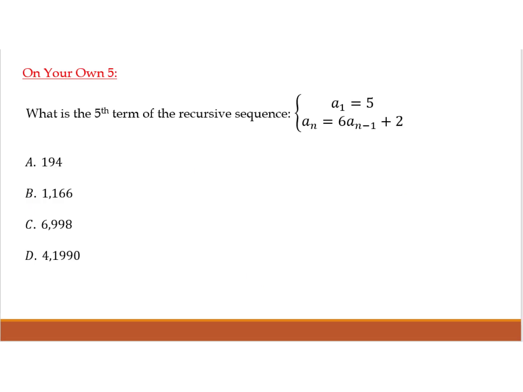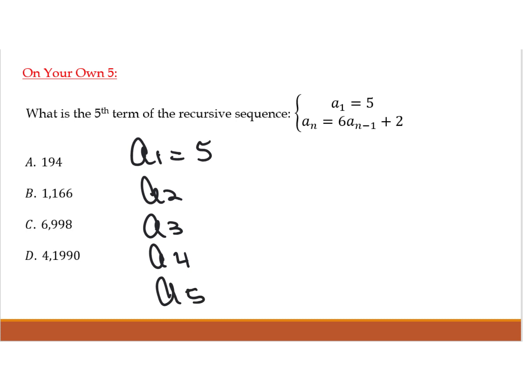All right, another example of recursive formula, and it is asking for us to find the fifth term. So in order to find the fifth term, we have to know what the fourth term is. In order to find the fourth, we have to know the third. In order to find the third, we have to know the second. So in order to do this, I'm going to have to find the second term, the third term, and the fourth term in order to be able to find that fifth term.